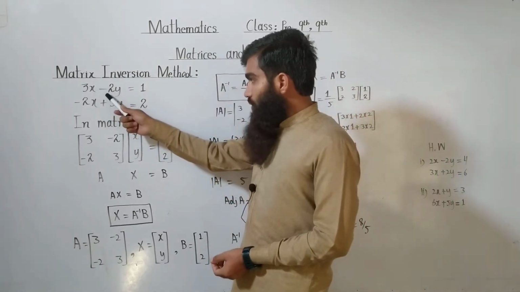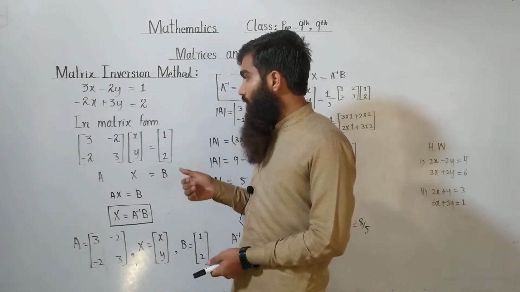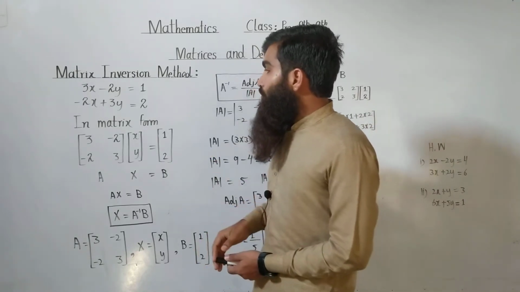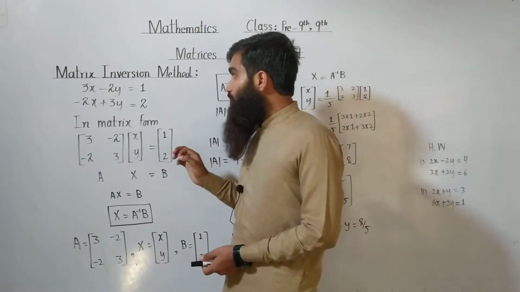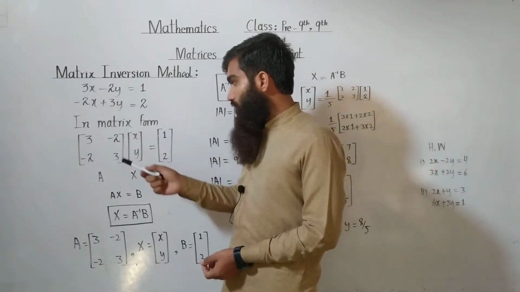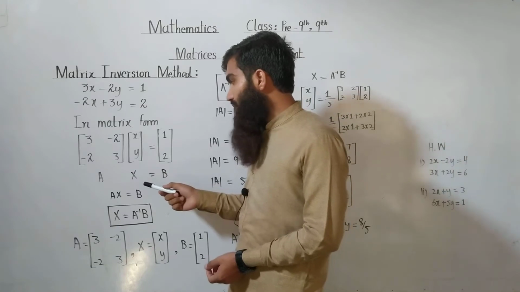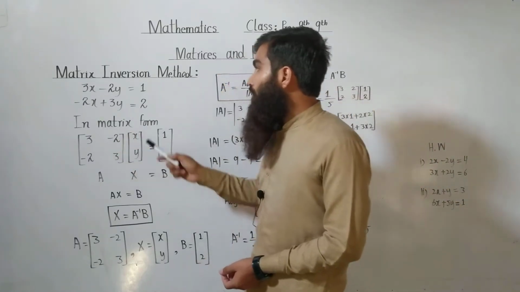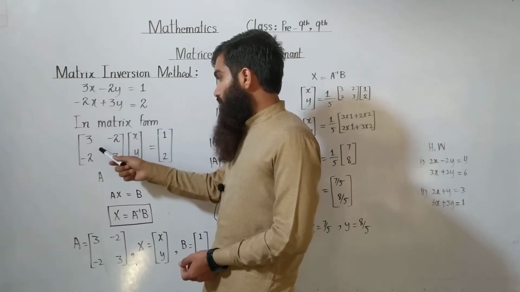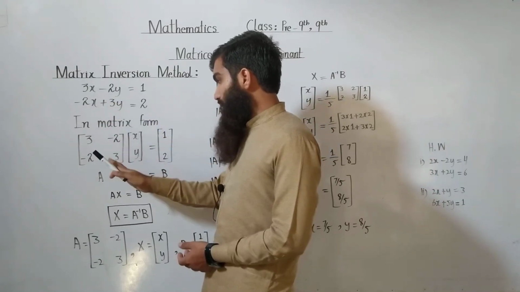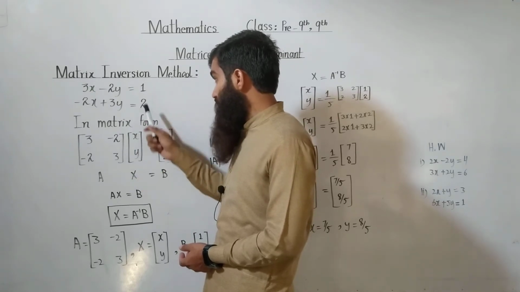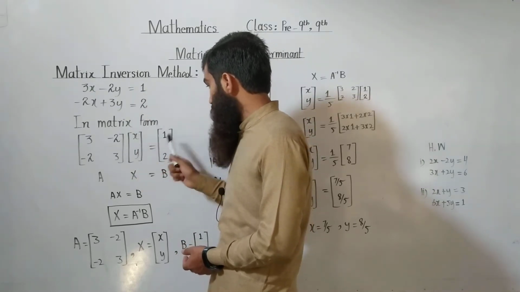We have two linear equations. Students, whenever we want to solve these two linear equations, first, according to the matrix inversion method, the given linear equations will change into matrix form, as you can see here. The coefficients present with the variables we should write in a separate matrix. Similarly, the variables also we should write in a separate matrix, and the constant numbers also we should write in a separate matrix.